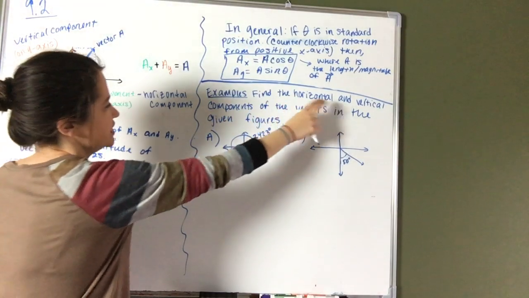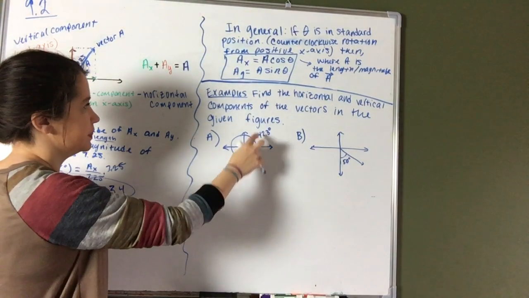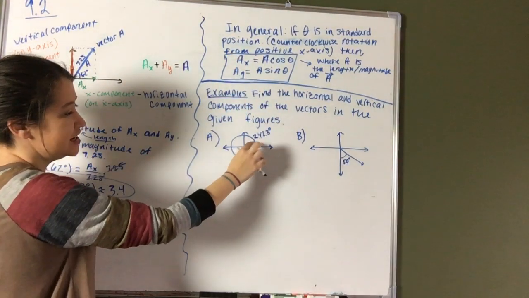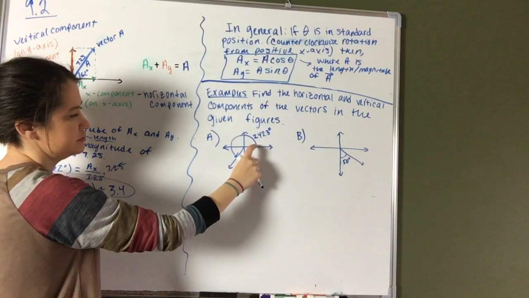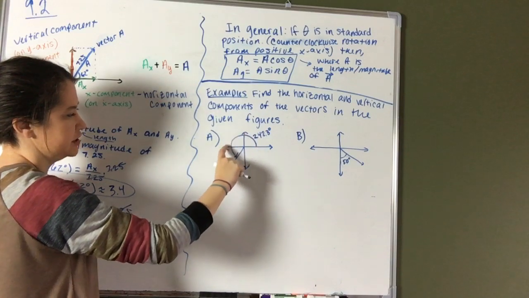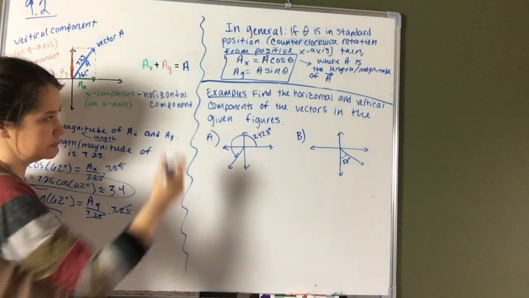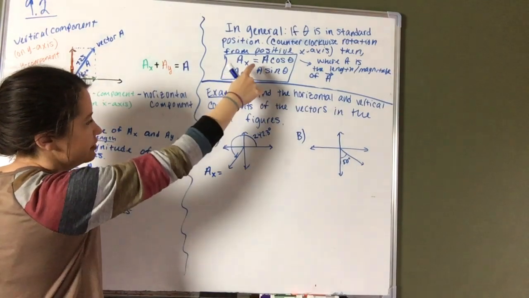If we're asked to find the horizontal and vertical components, that's saying find the x and y components of the vectors in the given figures. Now we can just apply these formulas directly. First thing you want to ask yourself is, is this angle in standard position? So do we see this angle measured from the positive x-axis going counterclockwise? Yes, right? So we can just plug in to our formulas.